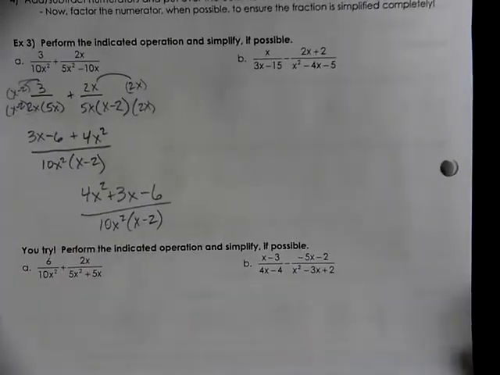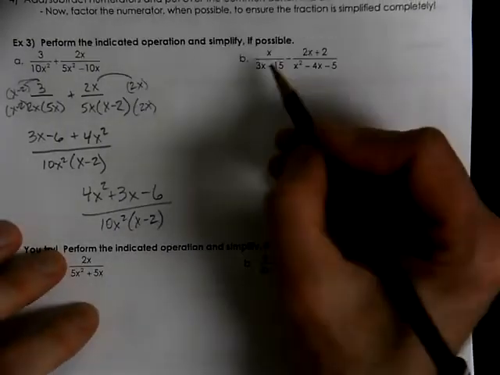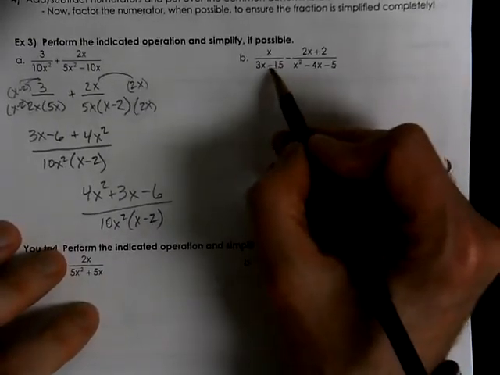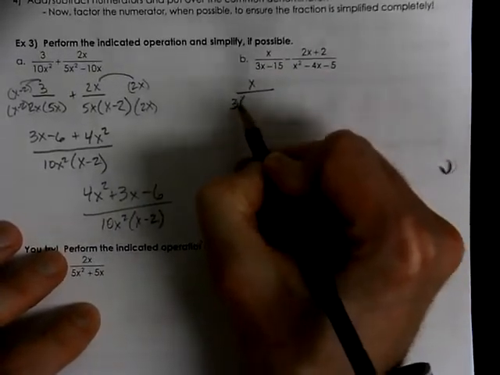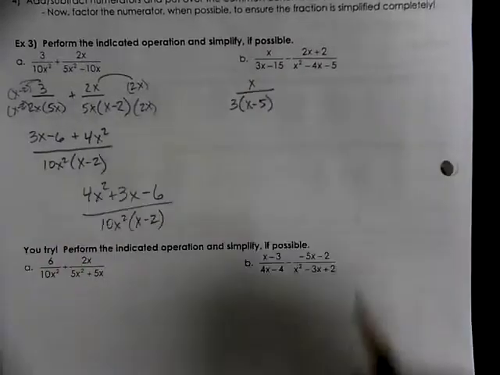All right, for our next one. Notice that we have 3x minus 15. That can be factored apart. Has a 3 that goes into both of those numbers.